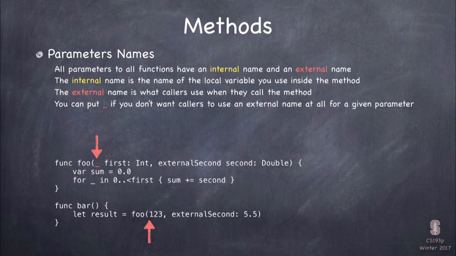And you know that you can put an underbar to make it so there's no external name, okay? And we only do that 99.99% of the time with the first item. And why do we do it?